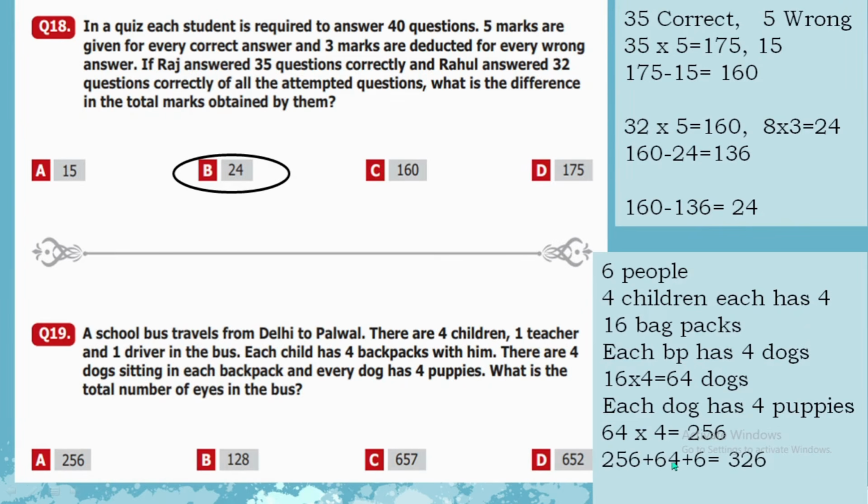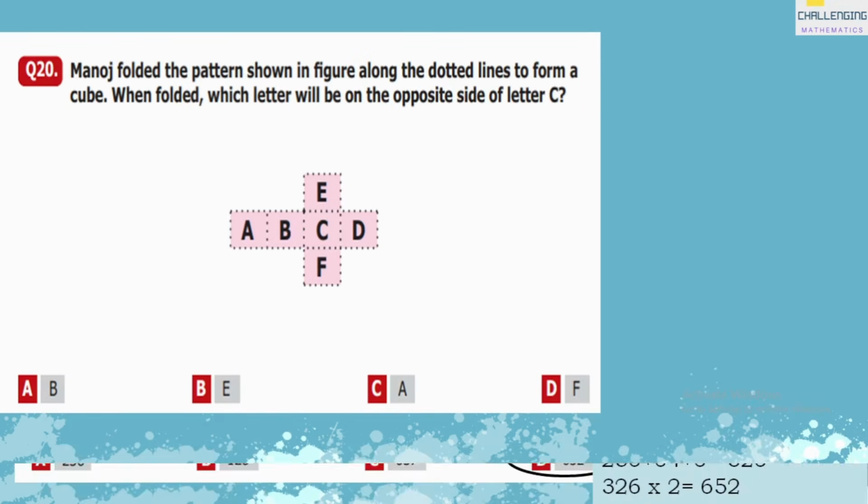256 puppies plus 64 dogs plus 6 people. The total is 326. Obviously, we are not going to add backpacks here. So 326 multiplied by 2 because each of them has 2 eyes. So the answer is 652. Option D is the correct answer over here.